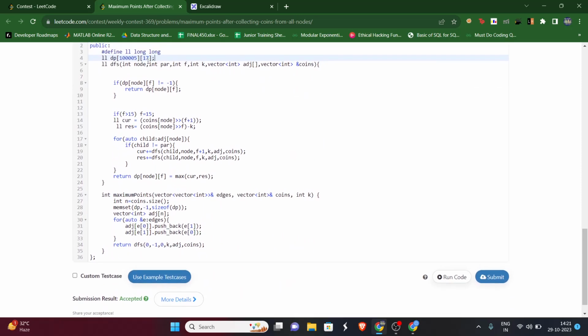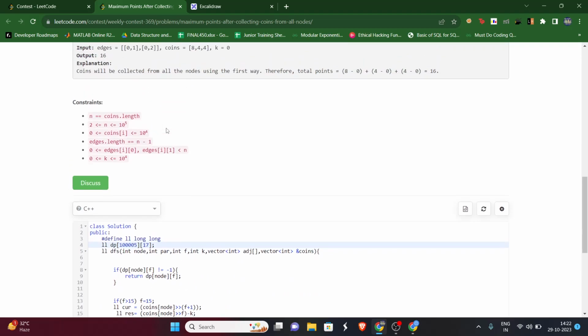So it will be an n cross 17 dp, or n cross 15 dp if you want to reduce it further. But I hope you got the solution, right?